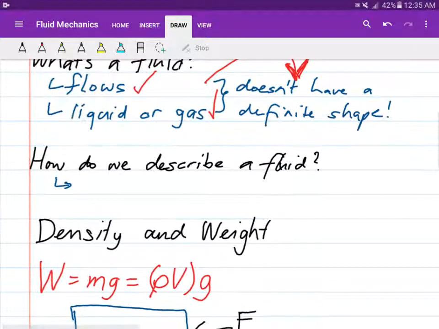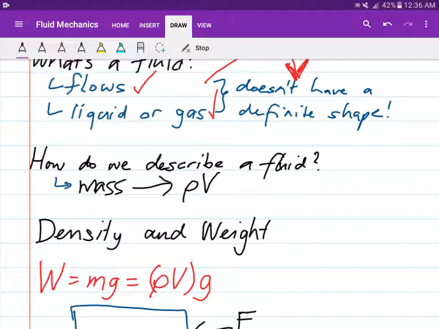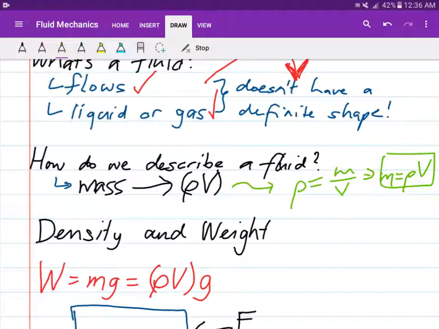So how do we describe a fluid? We can describe it using its mass. But since in fluid mechanics we are more interested in the densities of different objects combining, it is of interest to rather describe it in terms of rho v. This came from the equation rho equals mass over volume. Then mass can also be described as rho v. So we will transition from using mass to density times volume.